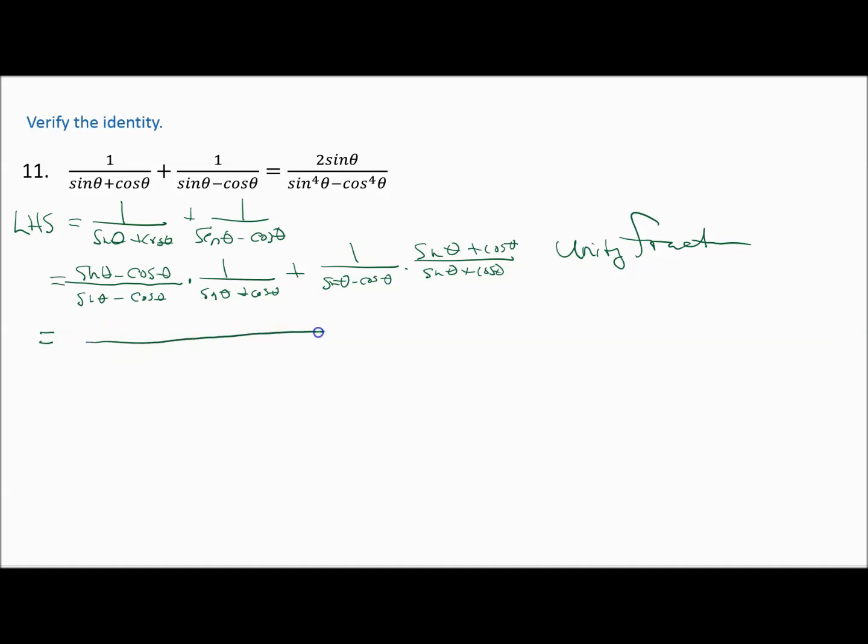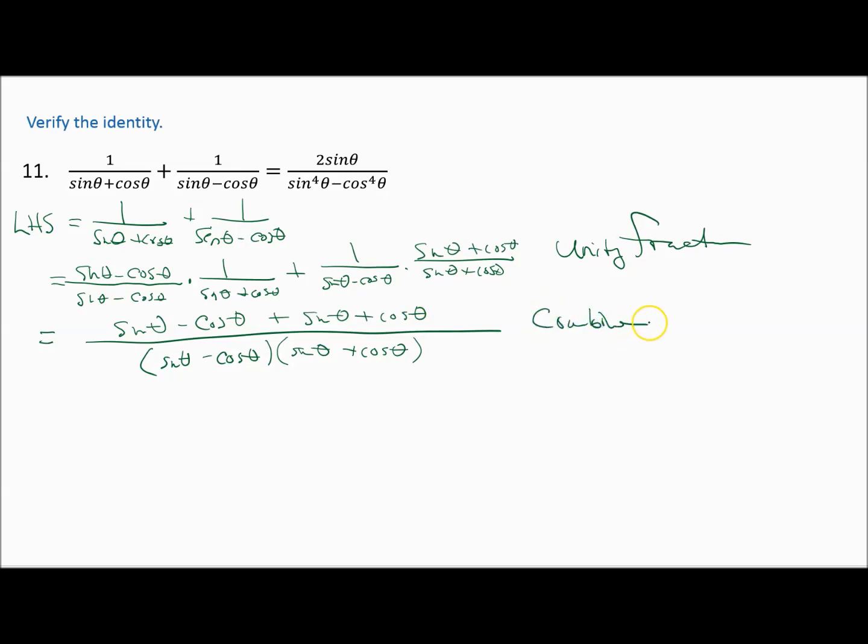All right, now let's combine these together. So my common denominator clearly is sine of theta minus the cosine of theta times sine of theta plus the cosine of theta, in no particular order. I just wrote it because that's the way it was written for both of them. Actually, numerator I need to distribute. So now I have sine of theta minus the cosine of theta plus sine of theta plus the cosine of theta. So we just combined by adding, but that's what happened after we found a common denominator.